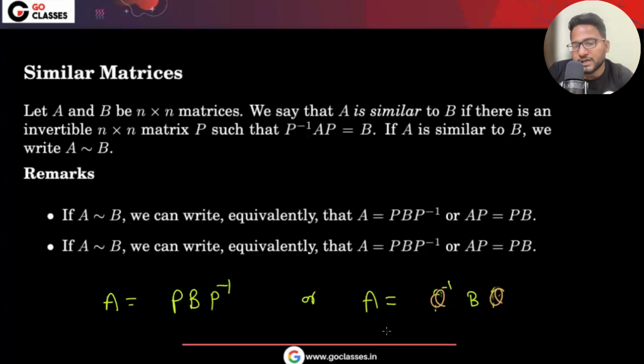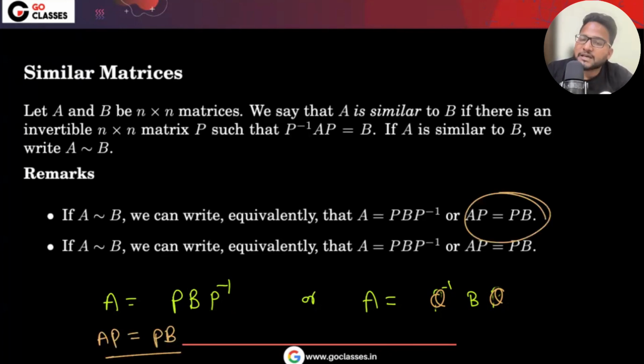So what I'm saying is that if you have something like this, you multiply by P both sides, you can get AP equal to PB. Okay, AP equal to PB. So if that is the case, then we say that A and B are similar matrices.